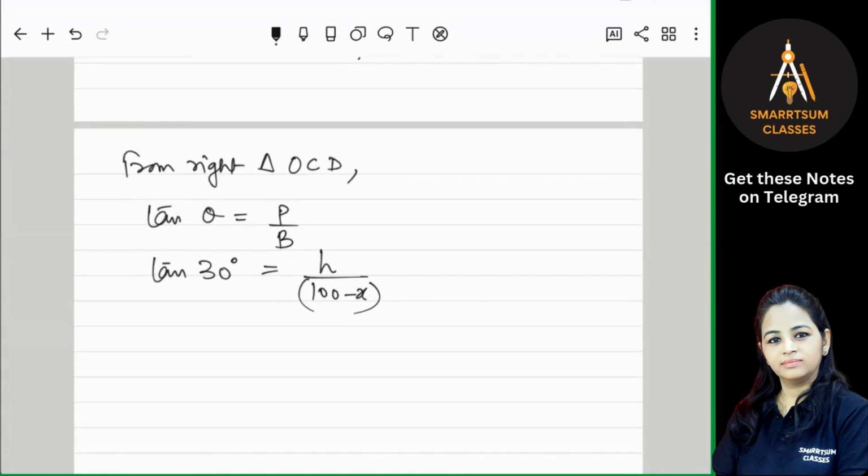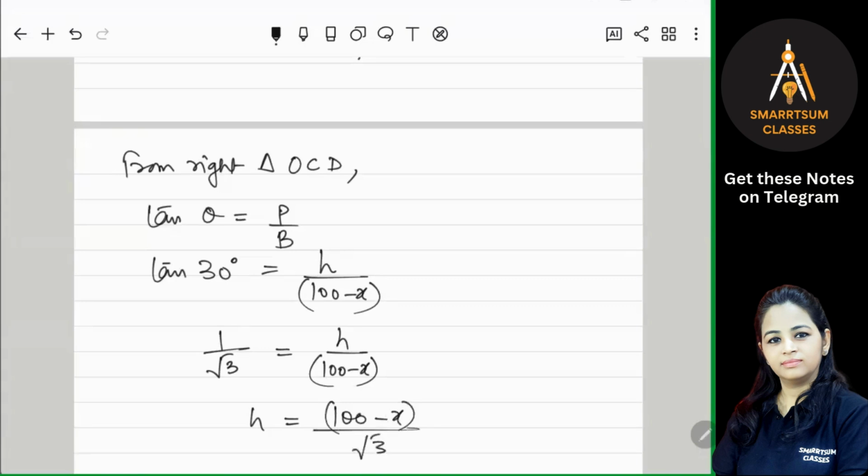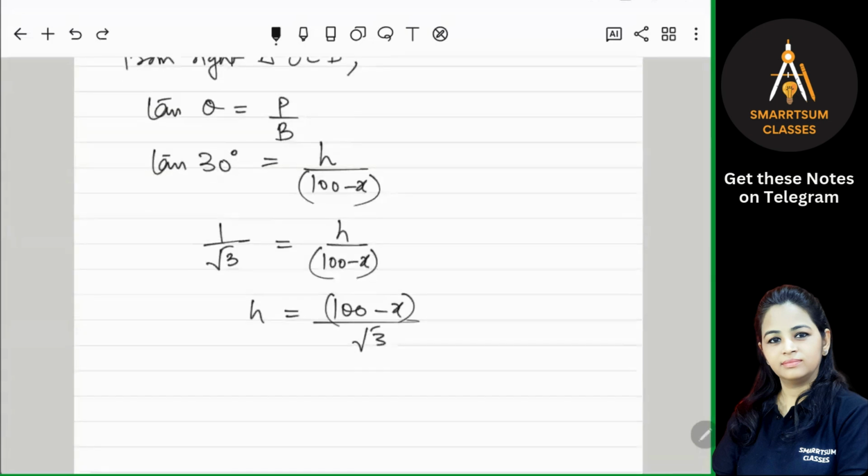Now what is the value of tan 30 degrees? It is 1 by root 3. So 1 by root 3 is equal to H upon 100 minus x. From here you can again find the value of H in terms of x. You can take 100 minus x to that side, it will go in multiplication. So H is equal to 100 minus x upon root 3, and suppose this is equation number 2.